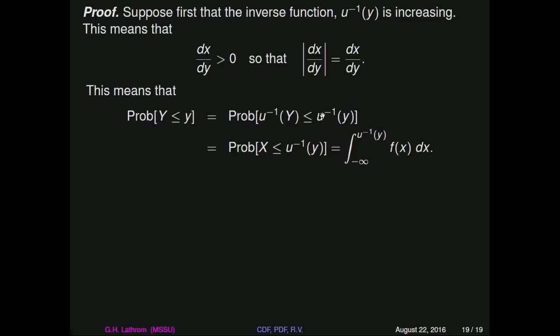So if our inverse is increasing, then the direction of the inequality stays the same, and when we apply the inverse function, we get the probability that capital X is less than or equal to u inverse of y. Remember, this step should look familiar as a generalization of what we did in those two previous examples. And so we know what the CDF of capital X is: it's the integral from minus infinity up to u inverse of y of f of x dx.